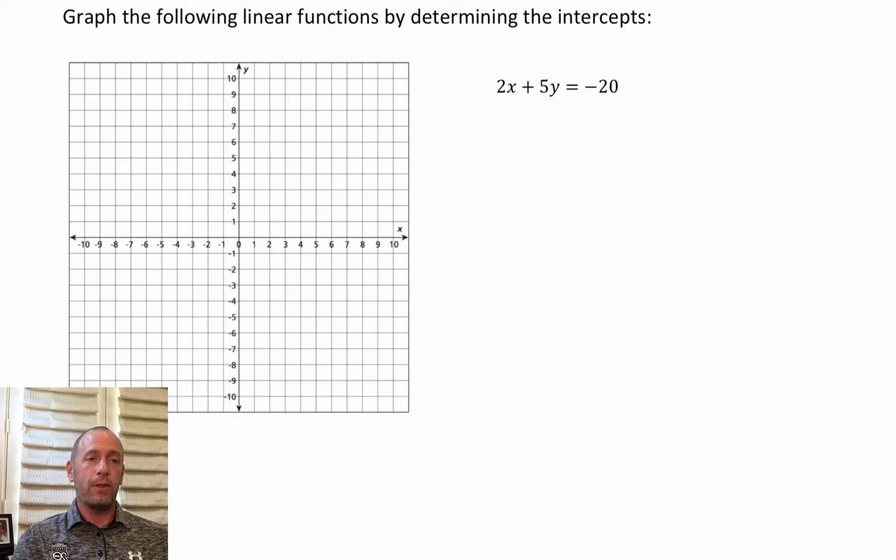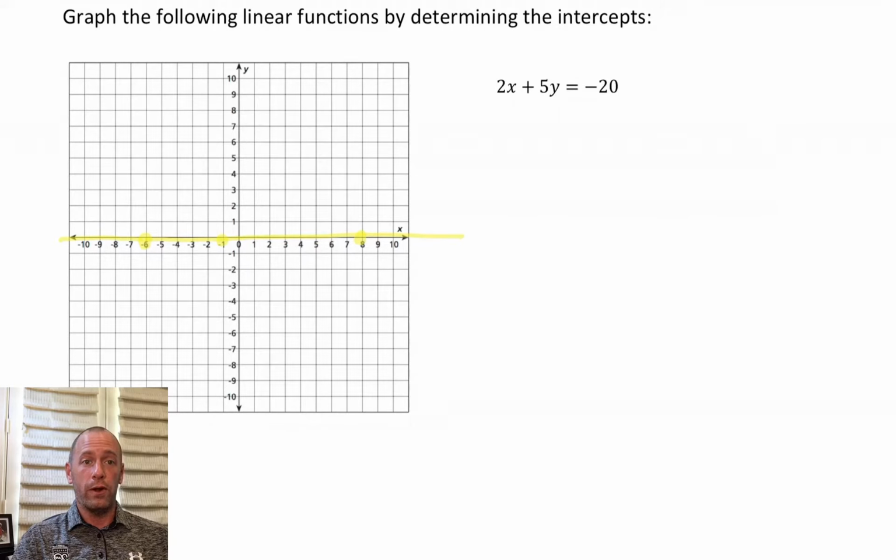Now I find this method works great whenever you have something written in standard form, like the example you see here: a number times x plus a number times y equals some constant. And I'm going to start by finding the x-intercept, meaning where does our line cross that yellow highlighted axis?